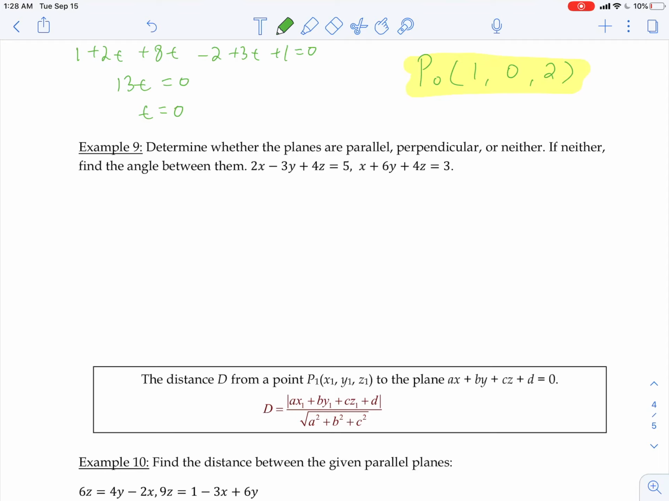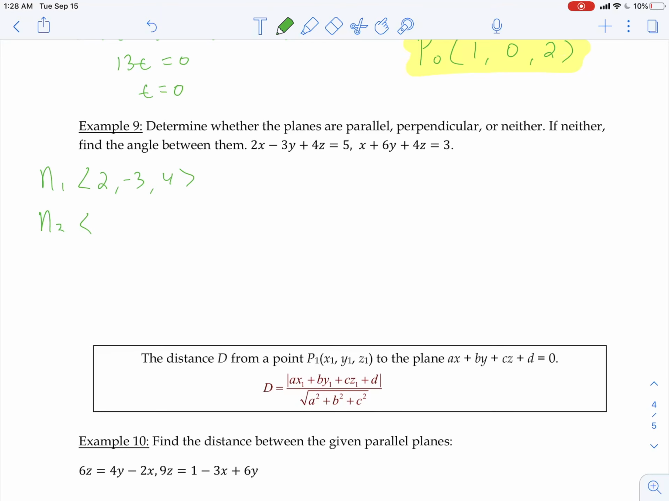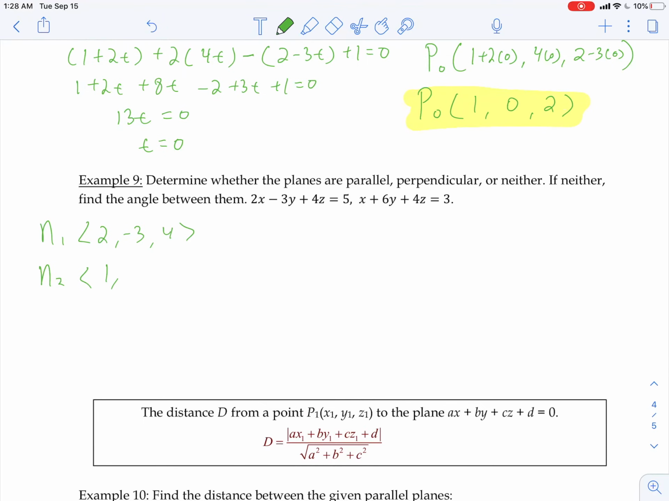So here we're going to determine whether the planes are parallel, perpendicular, or neither. Here we have the equations of two planes. The first thing I'm going to look at is the normal vectors. The normal vector of our first equation is just 2, -3, 4. Again, it's the coefficients of our variables. Then the normal vector of the second is going to be 1, 6, and 4. Again, coefficients.